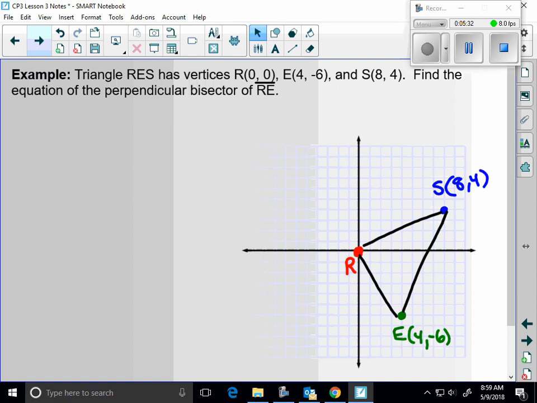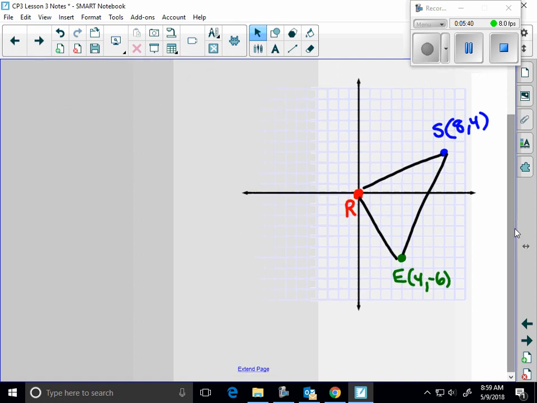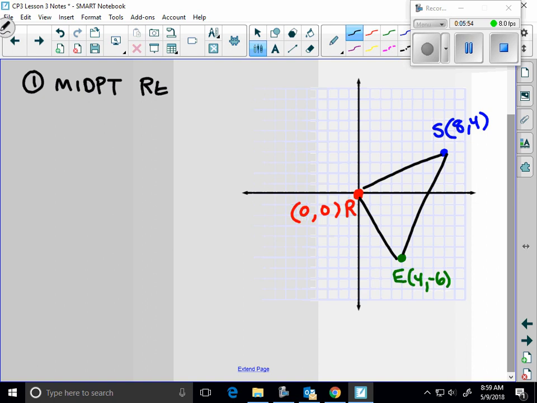Find the equation of the perpendicular bisector of RE. All right, so if I want to find the perpendicular bisector, I want to do two things. I want to find first the midpoint of RE. Agreed? The second thing I want to find is the slope of RE. And then we're going to analyze that in a moment, okay?